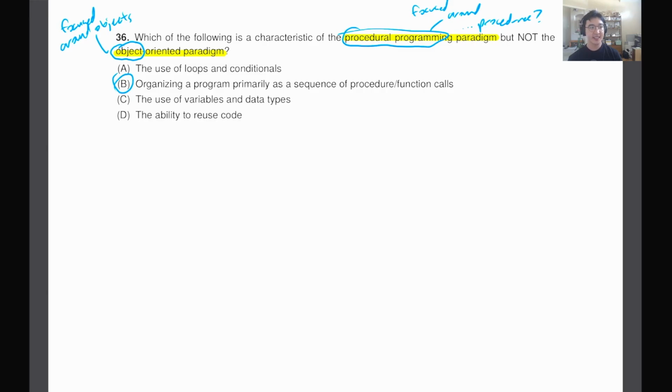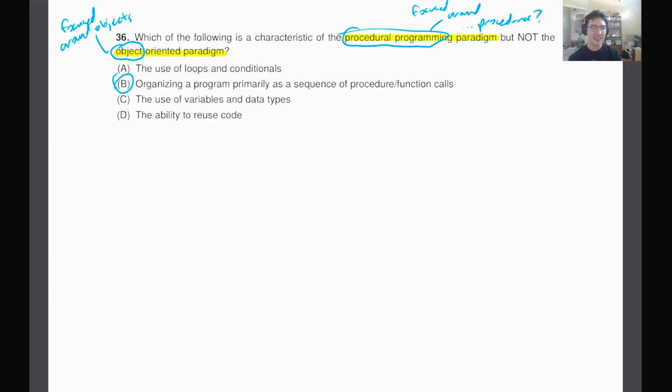Now let's look at A, C, and D, and explain why those three collectively would probably be wrong. Imagine programming without the use of loops and conditionals. How could you write a program like that if you can never have options, which is what conditionals give you, or the ability to repeat code a set number of times, which is what loops allow you to do? That would probably be a very bad programming language, a very bad paradigm, and it probably wouldn't exist except for like a pet project or something.